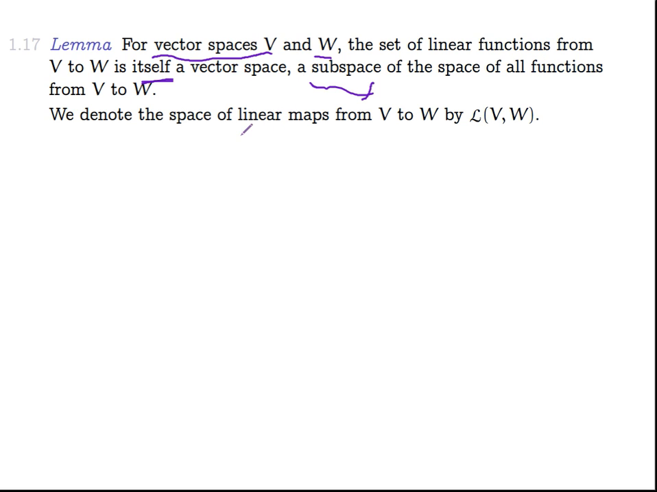Okay, so in other words, we are now thinking of linear maps. You need to think of maps themselves as vectors.